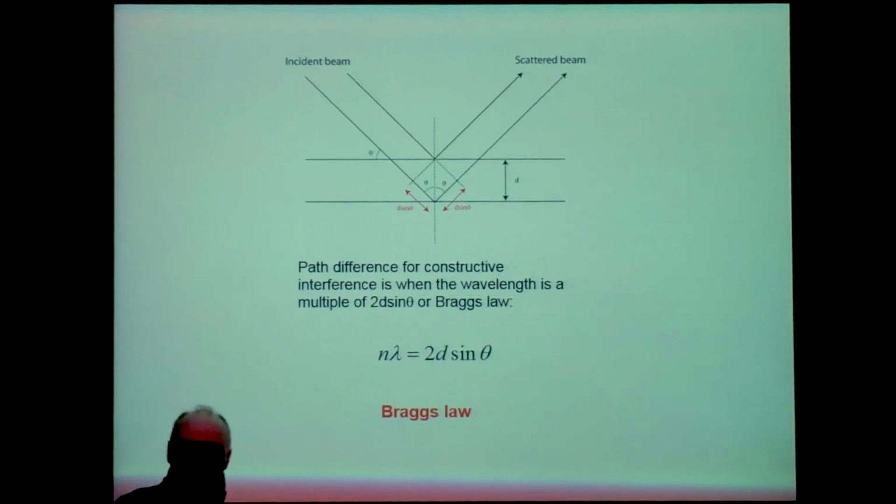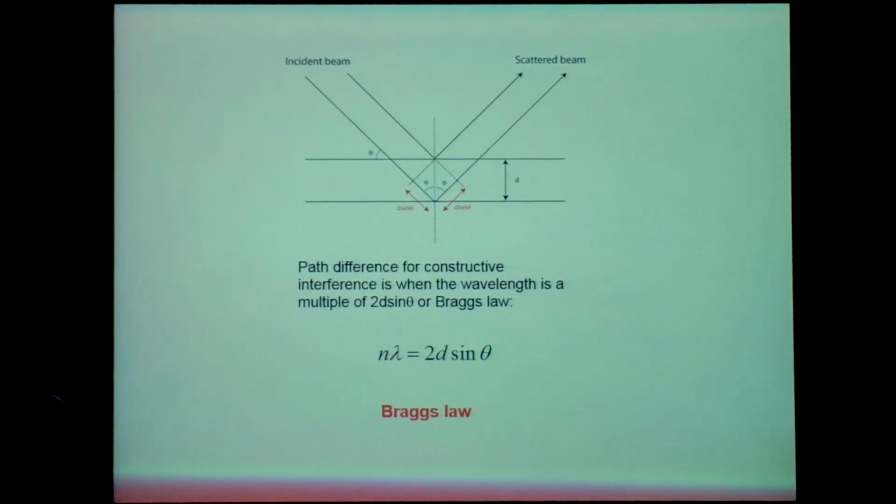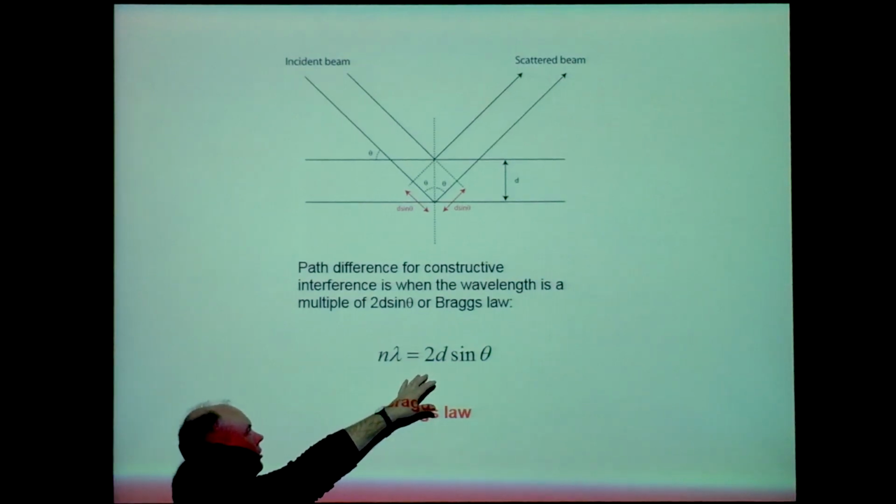Bragg's law is a reflection. It's actually two distances there. You've got one distance which is d sine theta and one distance which is d sine theta. And that's where the factor of 2 comes in. n lambda equals 2d sine theta. And that is the condition for diffraction occurring in a crystal.